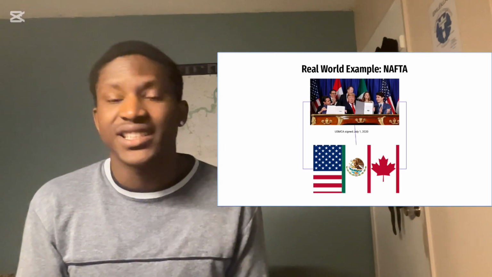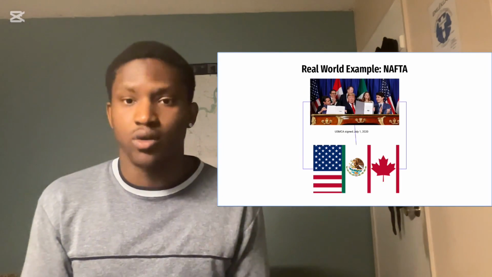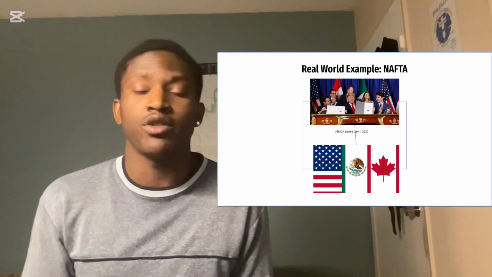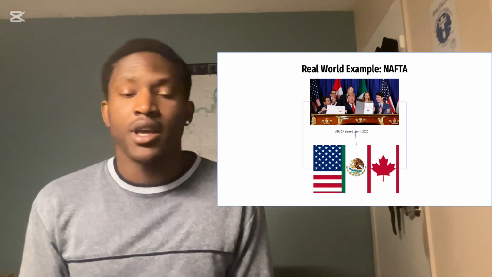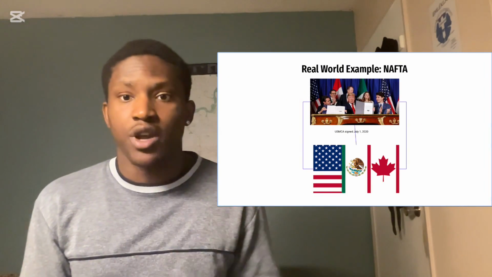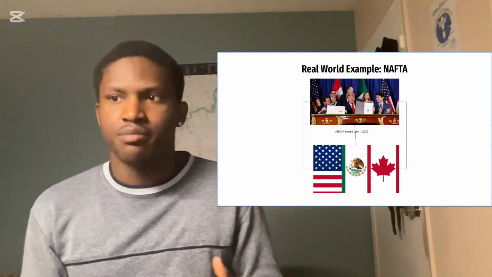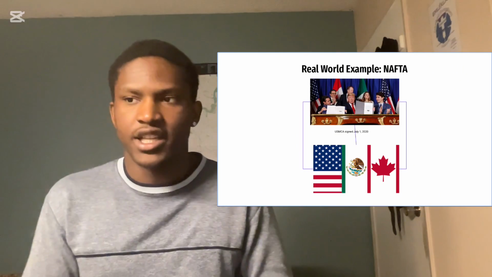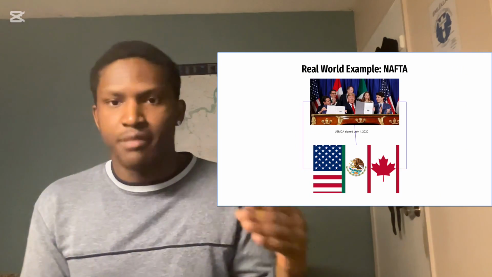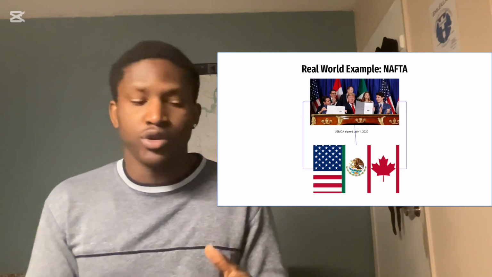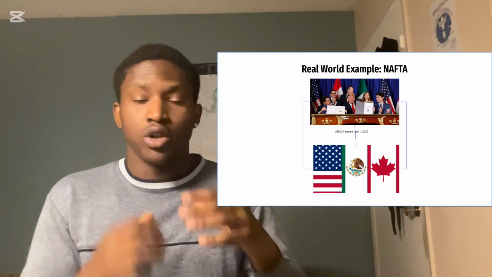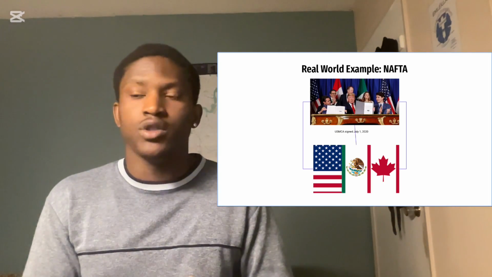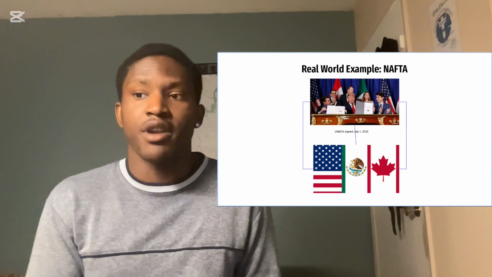Our real world example is NAFTA, or the USMCA, which is a trade agreement between Canada, the US, and Mexico. So in this agreement, all three countries were able to increase their consumer surplus because of reduced tariffs and expanded markets. Mexican manufacturers and farmers were able to reach new markets, which increased producer surplus. Overall welfare rose due to specialization and increased competitive advantage.